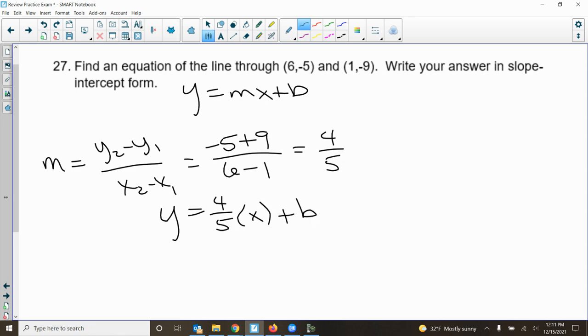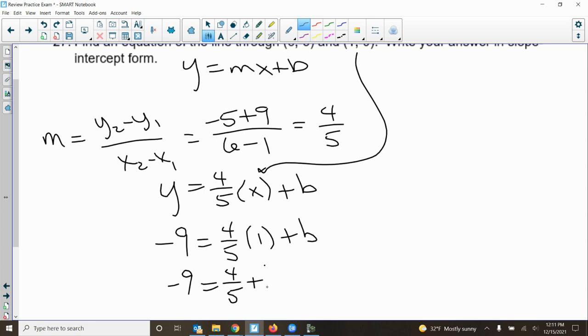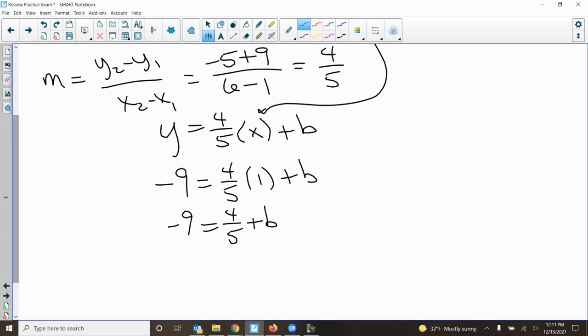So what I have to do now is pick one of those points and plug in for x and y. Doesn't matter which one you pick. Just pick the one that looks like it's going to be easiest, which might be this one, I guess, because x is just 1. Makes it a little easier. So y is negative 9, 4/5 times 1 plus b. Well, 4/5 times 1 is just 4/5. We should probably make 9 in terms of fifths. It's 45/5.